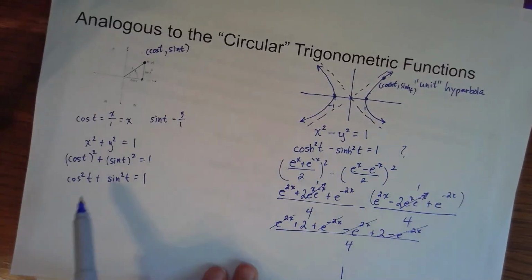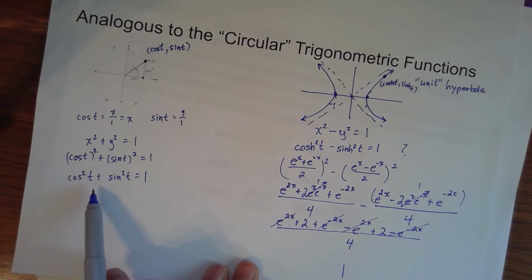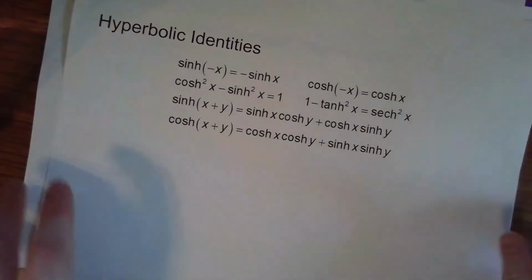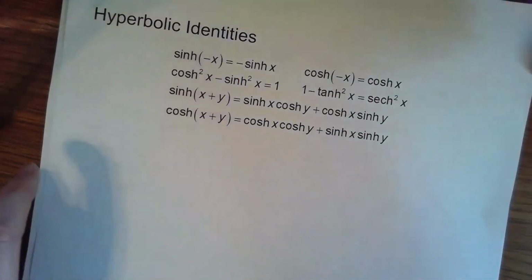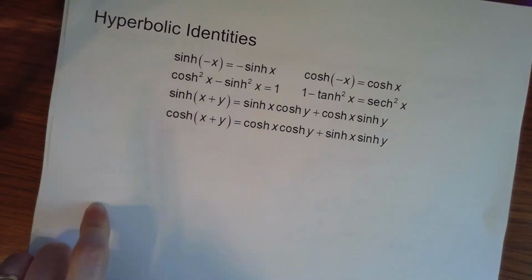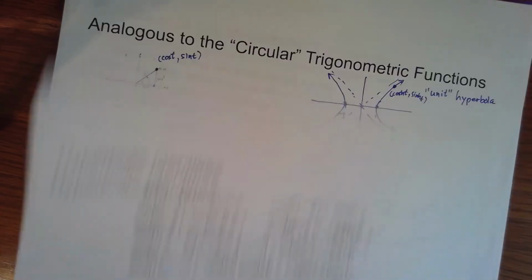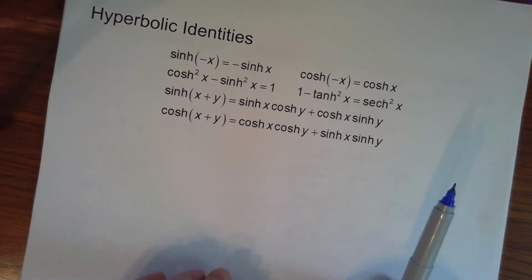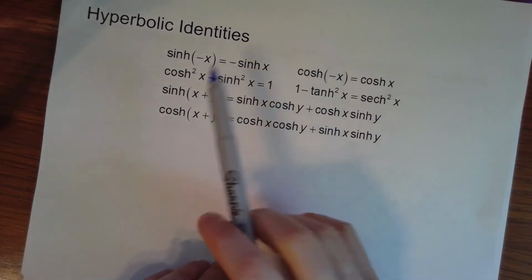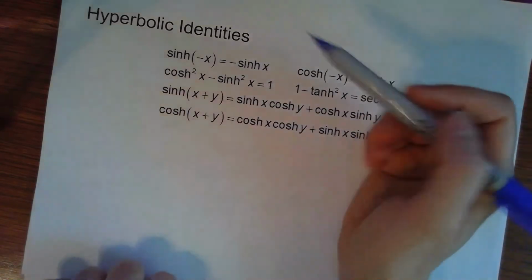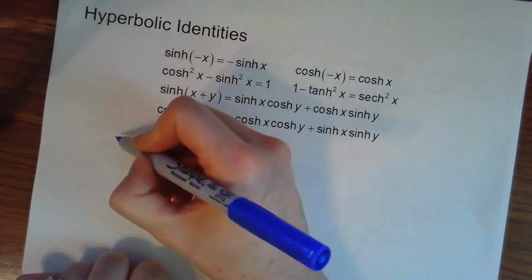Notice that it's different than the circular trig identity. Our hyperbolic trig identity will be different. We actually have many different hyperbolic trig identities. We've already seen this one, that the hyperbolic cosine squared minus hyperbolic sine squared is 1. We saw how that worked on this page in the analogy to the unit hyperbola. So let's look at some of these other ones as well.